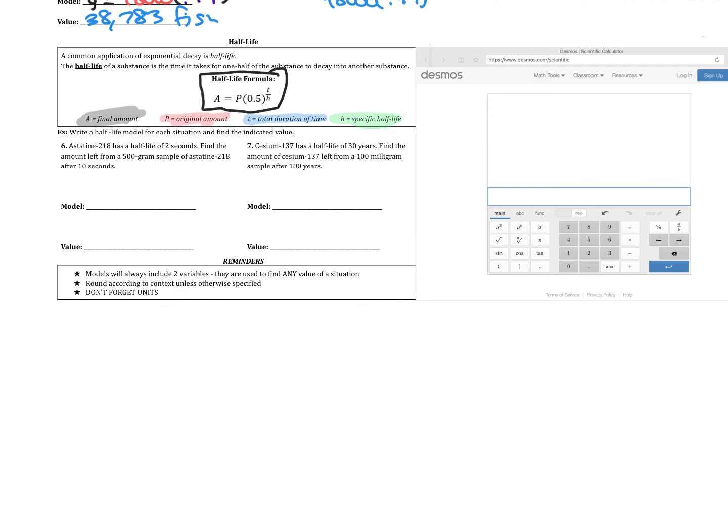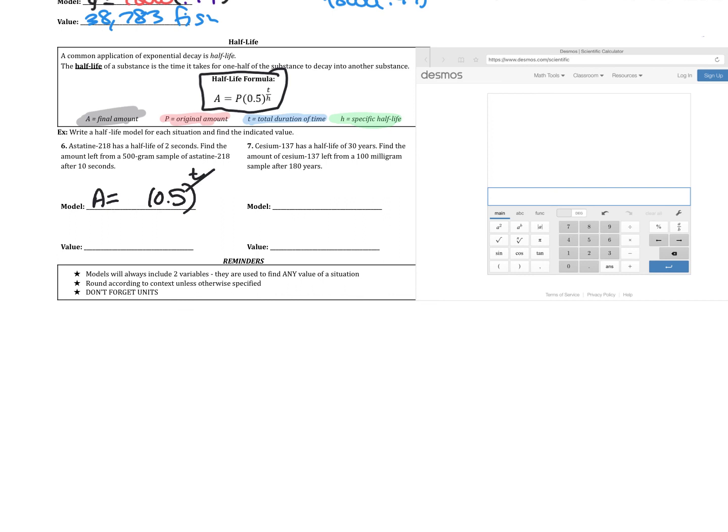So just like on the other examples, we're going to write a model, and then we're going to find the value of the model at a particular time. And the time is usually the part that people struggle with a little bit here. So we know that we're going to have our model say A equals, and in every half-life problem we're going to have 0.5, and we're still going to have a t. We just need to figure out what t is over.